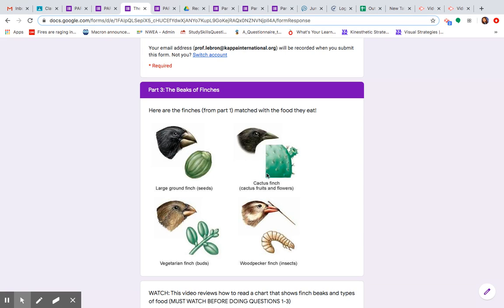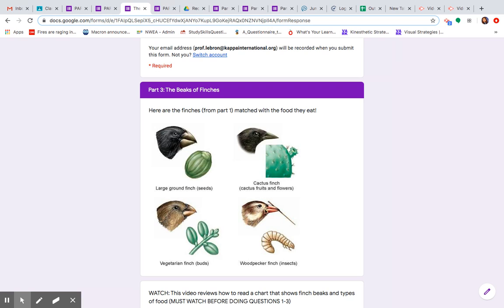We have the cactus finch here. It eats cactus fruits and flowers. So you notice their beak is thin, so they can go inside of the cactus flowers and take the nectar. We have our vegetarian finch over here. Notice they have a smaller rounded beak. That makes them better able to eat these buds on plants.